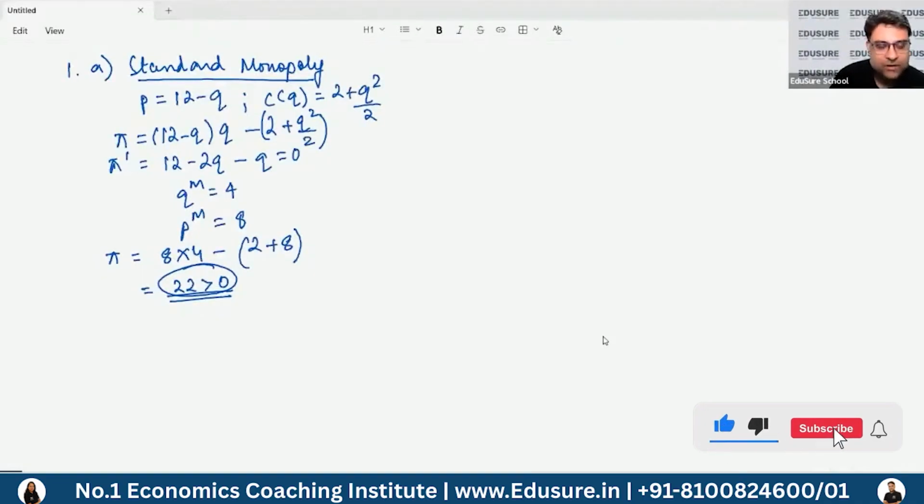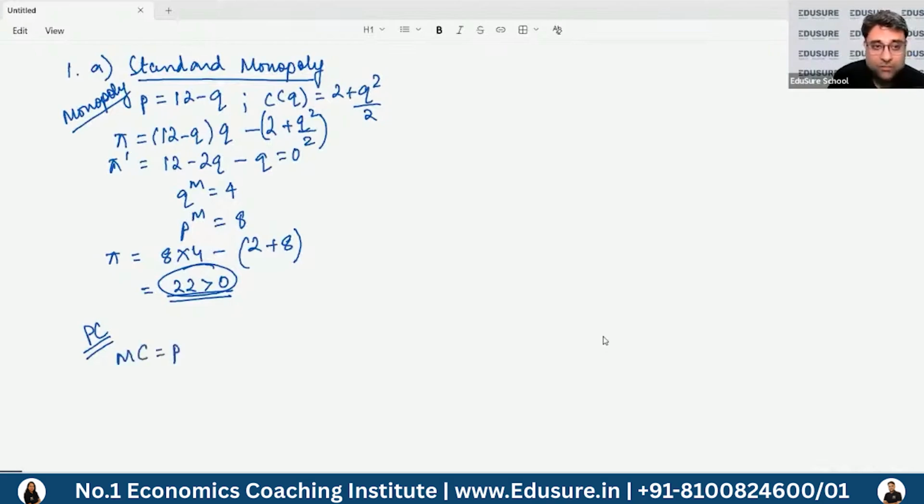Okay, so this is about the monopolist. Now, in order to find the deadweight loss, first I need to find the perfect competition outcome. So this is about monopoly. Now perfect competition: what is the condition? Marginal cost is equal to price. Here, marginal cost is equal to Q. So Q is equal to P. P is equal to Q, so Q is equal to 12 minus Q. In other words, Q of perfect competition is equal to 6. Price under perfect competition is also equal to 6.